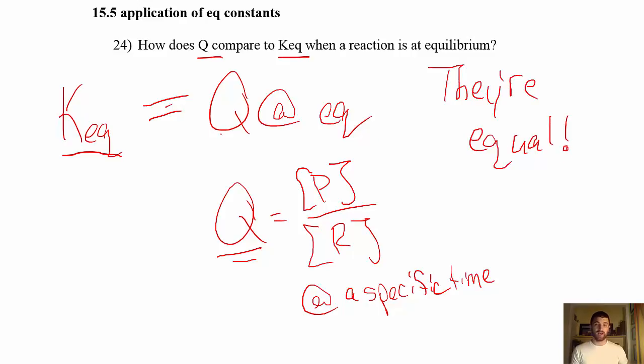So the Q is for not necessarily equilibrium conditions. It's just, all right, here are the conditions. What do we get as our quotient? KEQ is this is what it needs to be at equilibrium. So take a look at 25. It says if Q is greater than KEQ, predict which way, forward or reverse, the equilibrium will proceed.